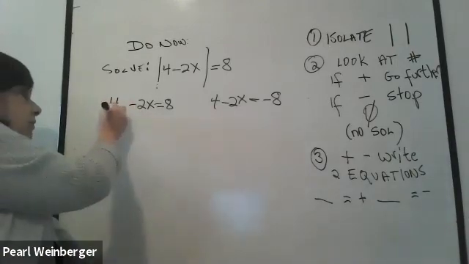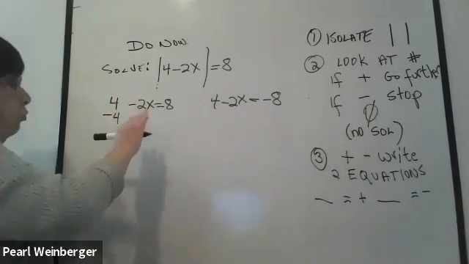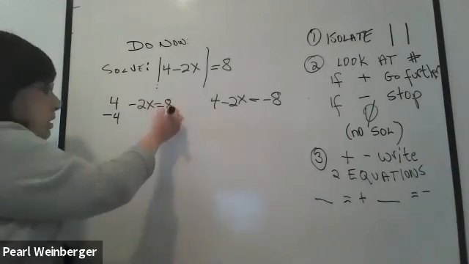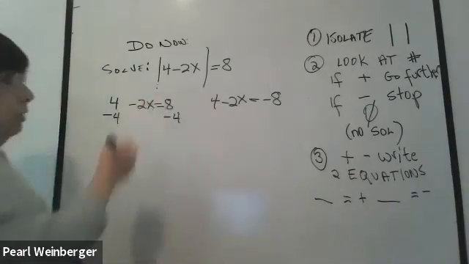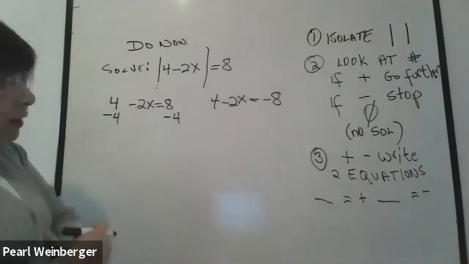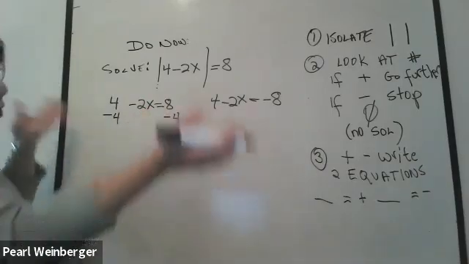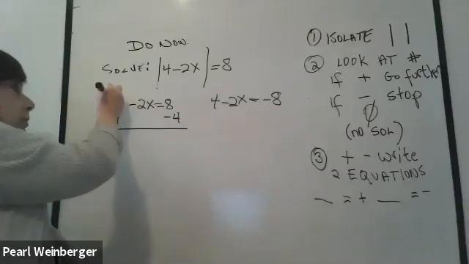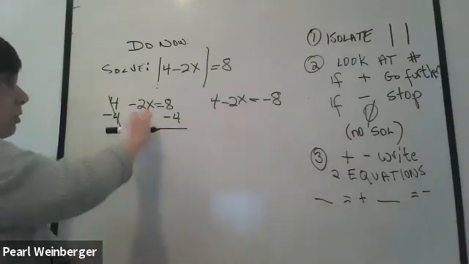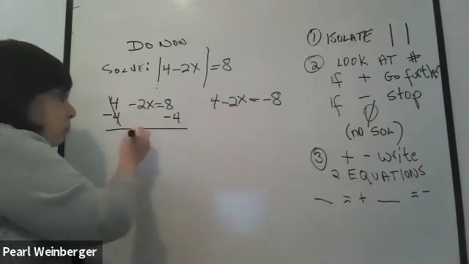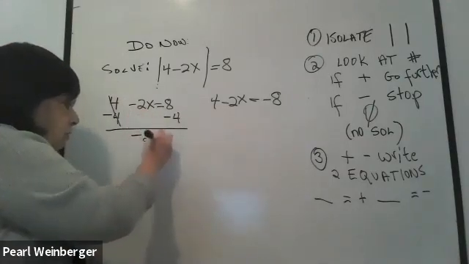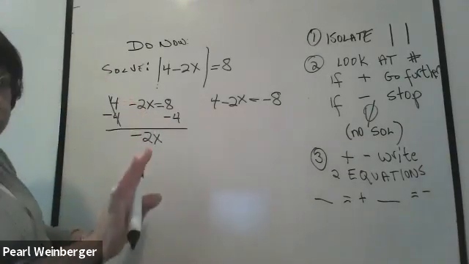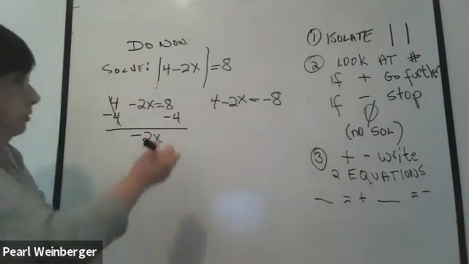So to get rid of it, I have to do minus 4. Of course, once I do minus 4 on the left side of the equation, I have to do minus 4 on the right side as well. That is just how we do equations. We keep it balanced. The 4 and the minus 4 cancel out. What am I left with? I'm left with negative 2x. Don't forget that the negative is connected to the 2. We don't drop it. It comes down with us.